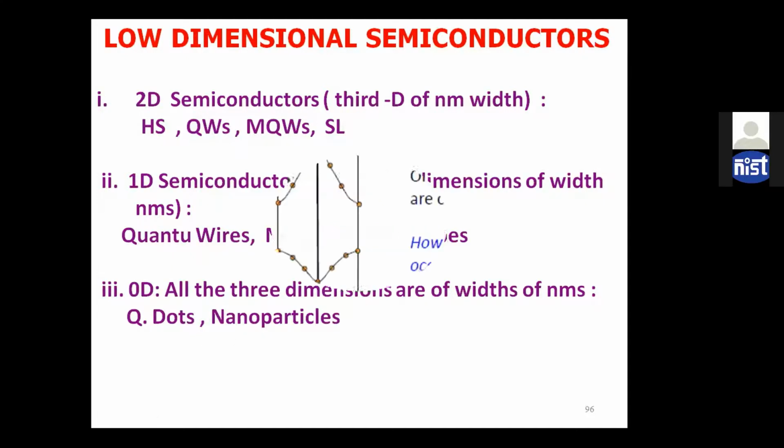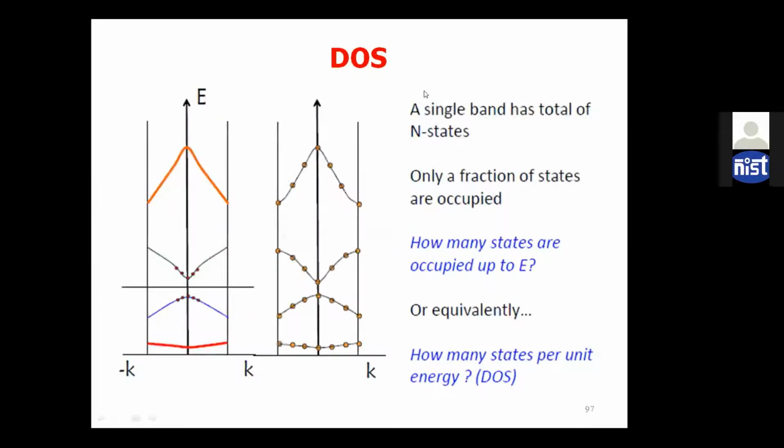So for this, our aim is to know the density of states, which gives rise to the transport property, and is an important parameter. At the start of today's lecture, I already gave you the idea regarding the Brillouin zone. So let's take the first Brillouin zone. Here a single band has a total number of N states, but the whole N states are not filled. Only a fraction of states are occupied.